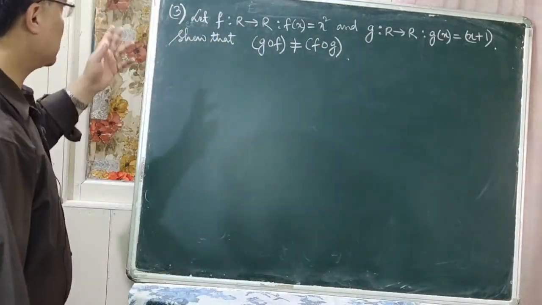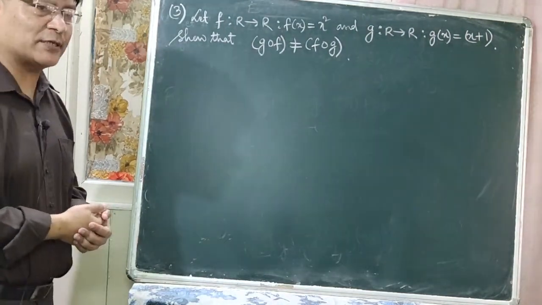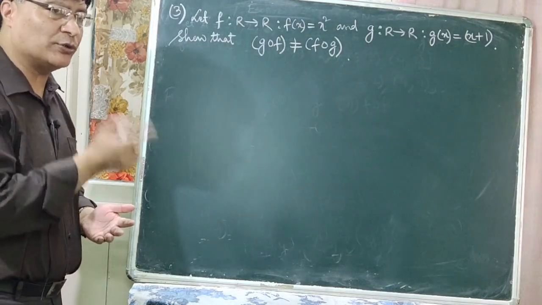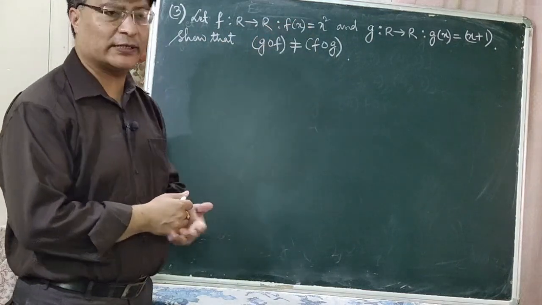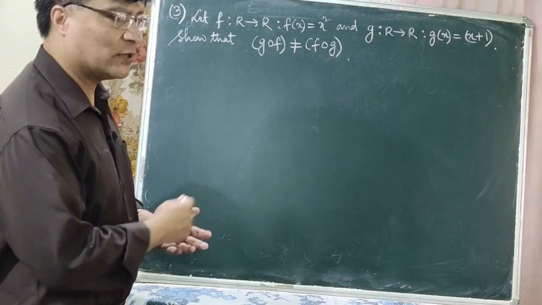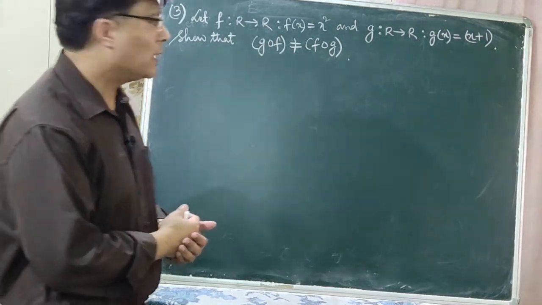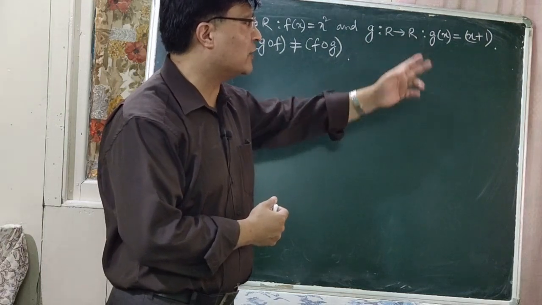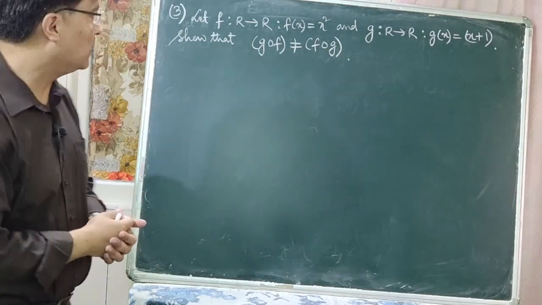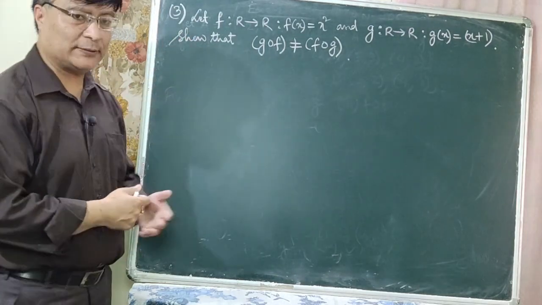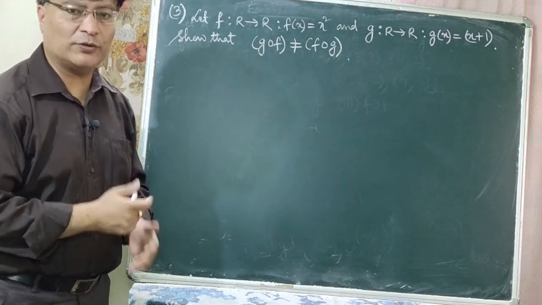So now we'll do the next question, that is question number 3. It is given that the function f: R to R, that is real number to real number, is defined as f of x is equal to x square, and there is another function g: R to R, also real to real number, defined as g of x is equal to x plus 1. This is the second function, that is g of x is equal to x plus 1. You have to prove that gof is not equal to fog.